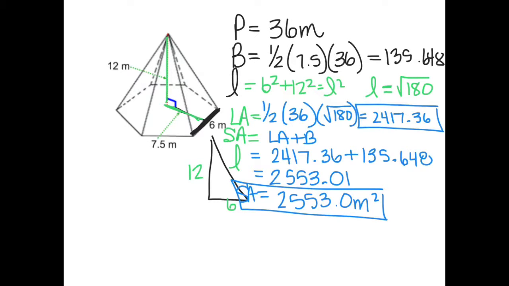All right, so my base area is 135.648 meters squared. My slant height, 6 squared plus 12 squared equals L squared. So my slant height is the square root of 180. My lateral area, 1/2 of 36 times the square root of 180, is approximately 2,417.4 if I was rounding to the nearest tenth, meters squared. My surface area is about 2,553 meters squared.